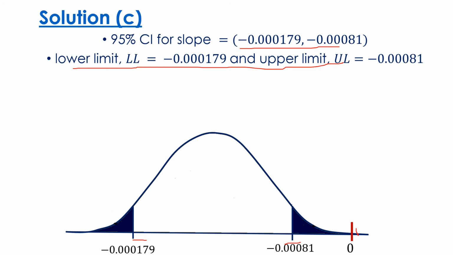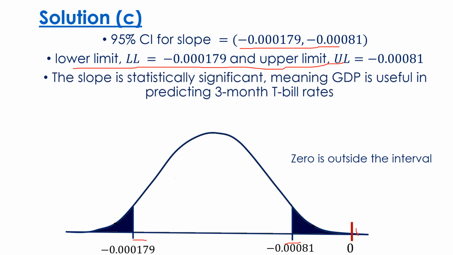And so 0 is outside this confidence interval. It is outside these two. It's not in between here. And therefore, because 0 is outside the interval, we conclude that the slope is statistically significant, meaning that GDP is useful in predicting the 3-month TB rates. So as long as 0 is not in the interval, the slope is going to be significant.